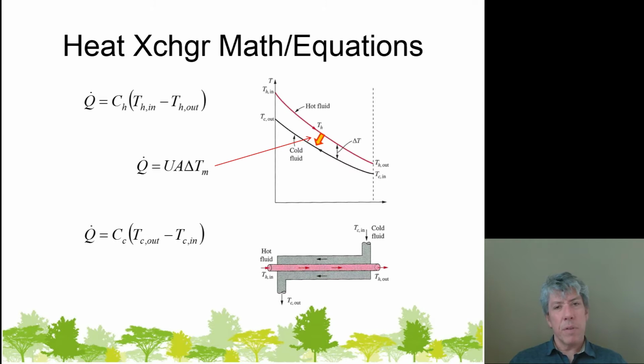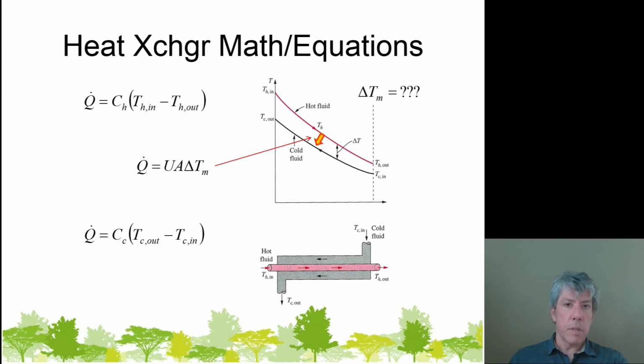So what temperature difference are we talking about? Because really the temperature difference is going to vary depending on what particular position along the length of the heat exchanger you look at. So we need some mean or some average temperature for this equation to make any sense. So that's what we mean here by delta T sub M, the mean temperature. And the question is, what mean temperature should we use? What does that look like?